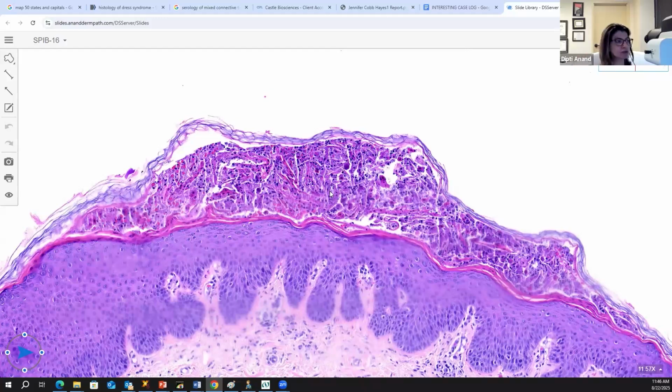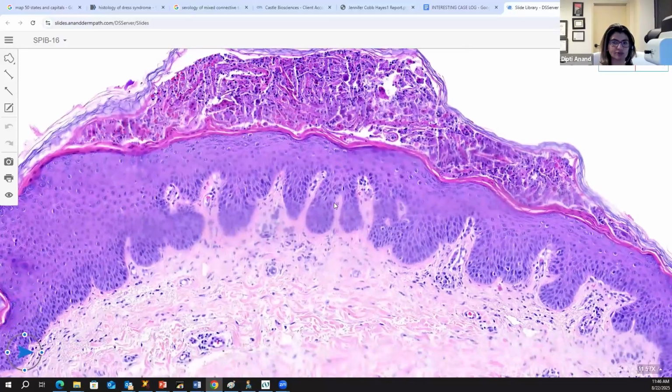What is the only subcorneal blister which is cell poor? Staphylococcal scalded skin syndrome. This is too inflamed for that, right? So it's not staphylococcal scalded skin syndrome. Then you have pustular psoriasis. Yes, it could be pustular psoriasis, subcorneal pustule. It has neutrophils. Then comes AGEP, right?